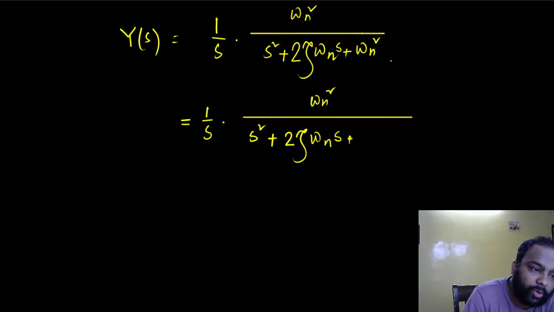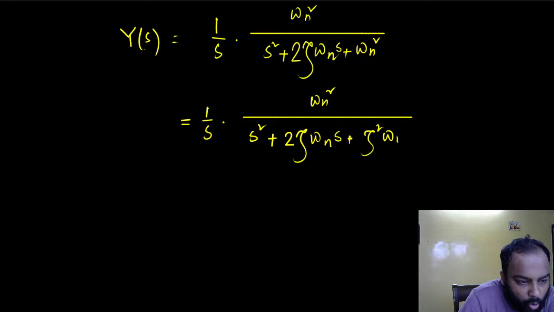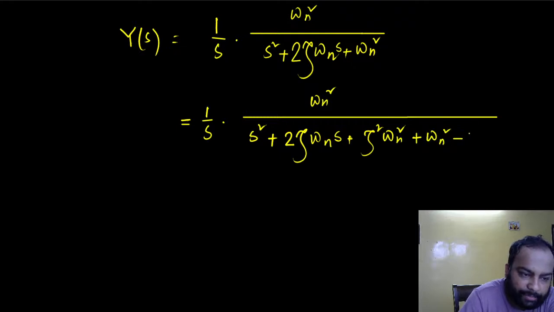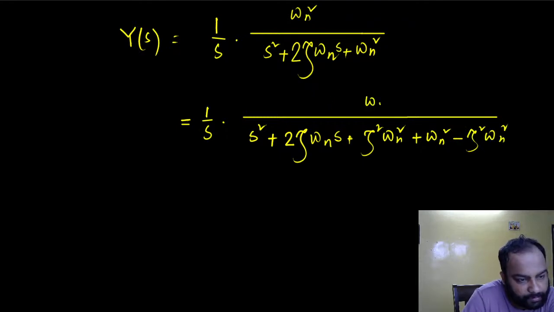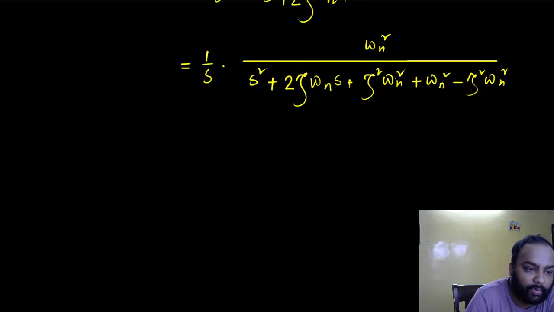Now let's try to write this as a complete square. So I have s square, then I have 2 zeta omega n s. If I had zeta square omega n square, that would complete the square here, right? That would essentially make this s plus zeta omega n whole square, but I don't have that. Instead I have omega n square, so I would write omega n square and subtract zeta square omega n square. Got it? So essentially we have added zeta square omega n square, right?